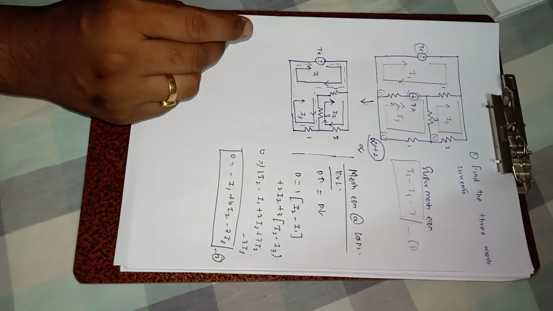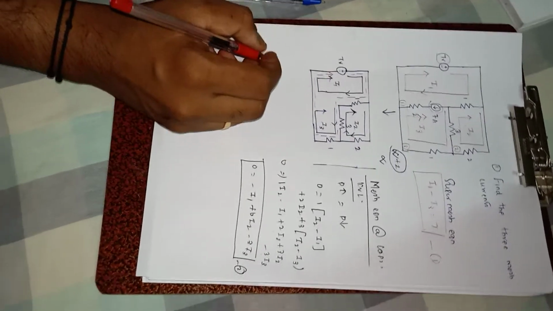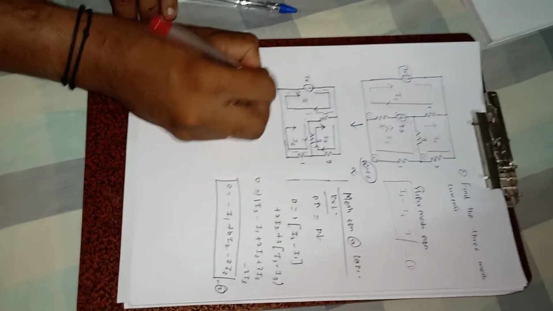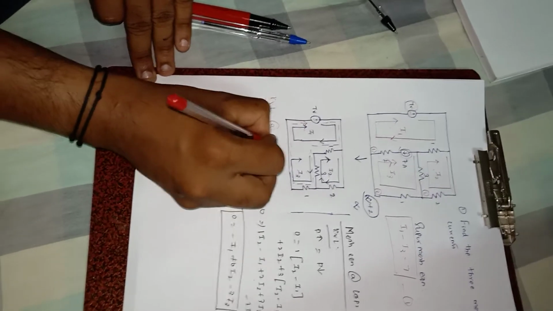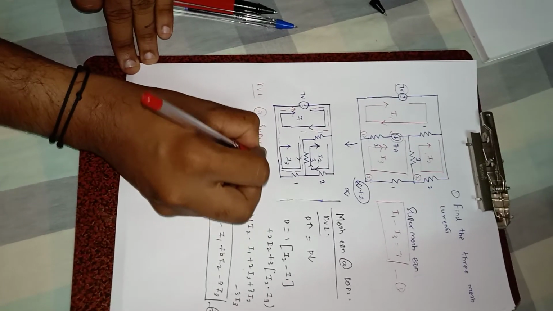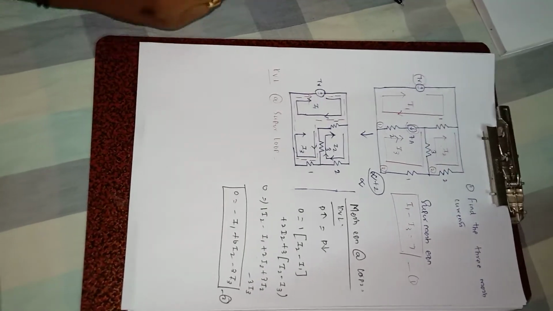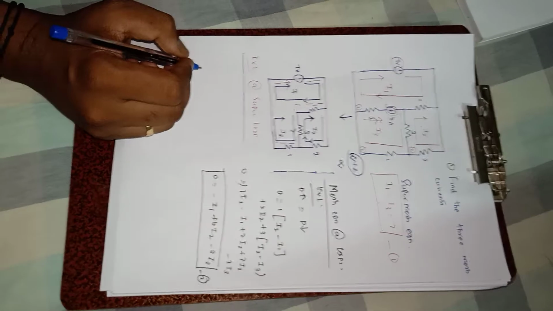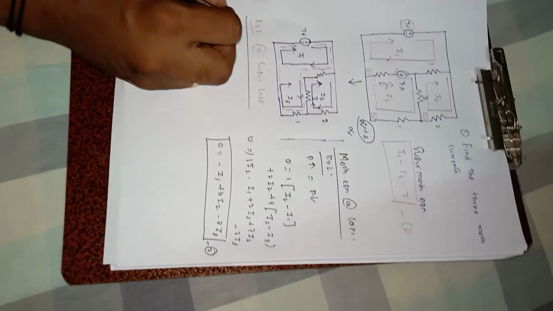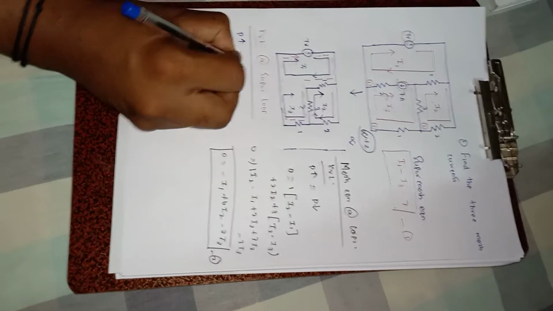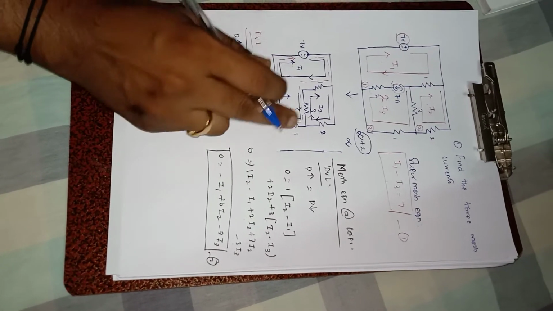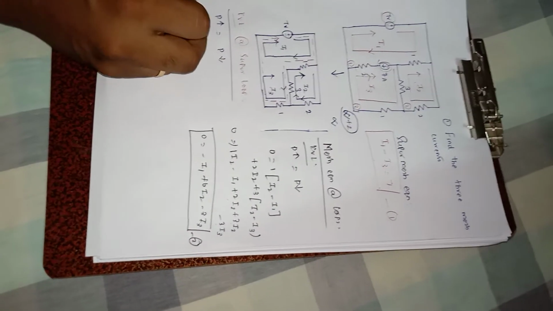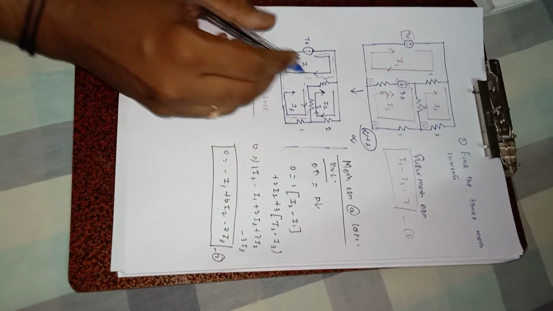Now at the next step, we have to use Kirchhoff's voltage law at the super loop. Here also the potential rise is equal to the potential drop. For this super loop, the potential rise is 7 volts. So 7 is equal to the following.